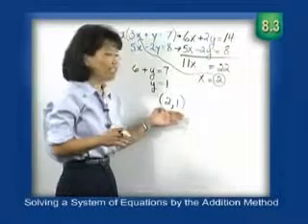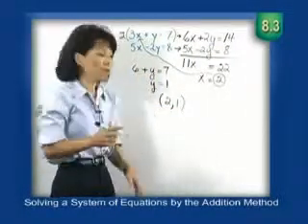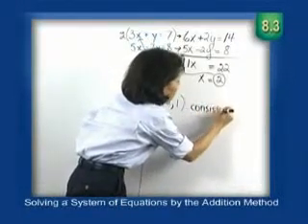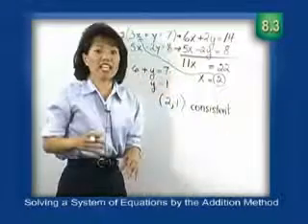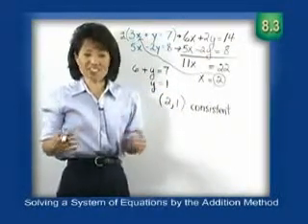Again, when there is a solution to the system, we say that the system is consistent. Consistent means it has a solution. If there was no solution, we would call that system inconsistent.